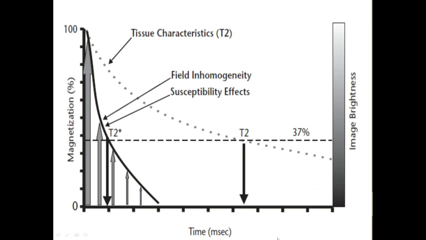This is the T2 curve. Here is the percentage of magnetization of T2. This is the decay curve. This curve is called T2 star. Why? Because the protons, as I said before, dephase in the XY direction after a certain time. This dephasing is due to field inhomogeneity and susceptibility effect.